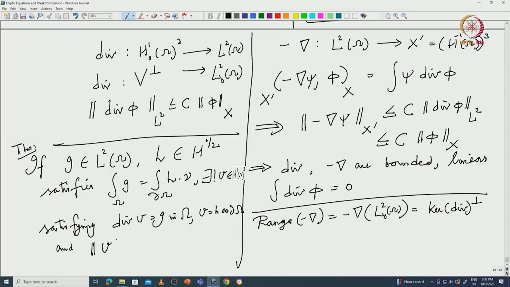Now v is in X. Even though it is a first order operator, what you are getting generally for second order operators, here we are looking for in this H1 naught space. This is v in H1 of omega cubed, satisfying a constant times the norm of g in L2 plus the norm of h in H half. Sorry, it will not satisfy v equal to 0; I did something else in my notes.